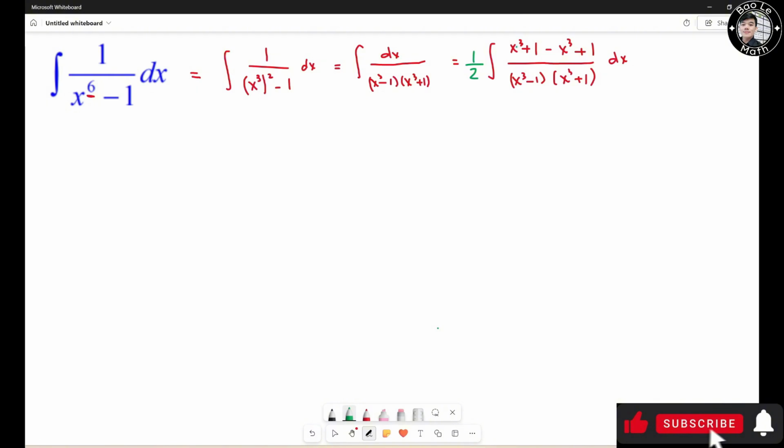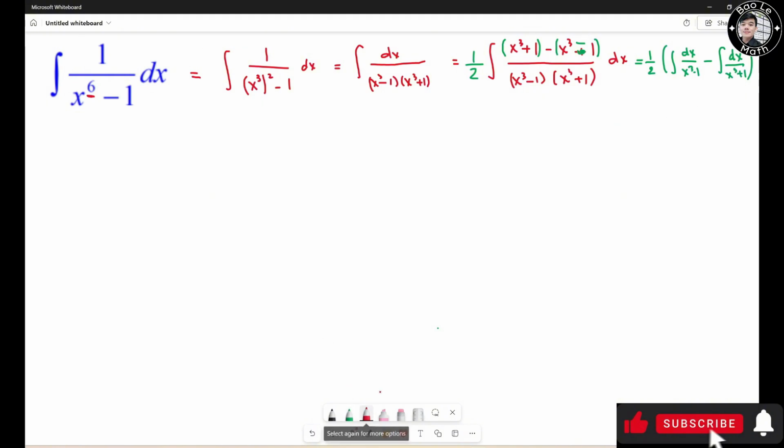Now this one right here, I just group this guy and this guy, and then this guy I group this guy and this guy. I need to change this side into subtraction, so this guy turns out to be 1/2 the integral of ds over s cubed minus 1 minus the integral of ds over s cubed plus 1. Alright.